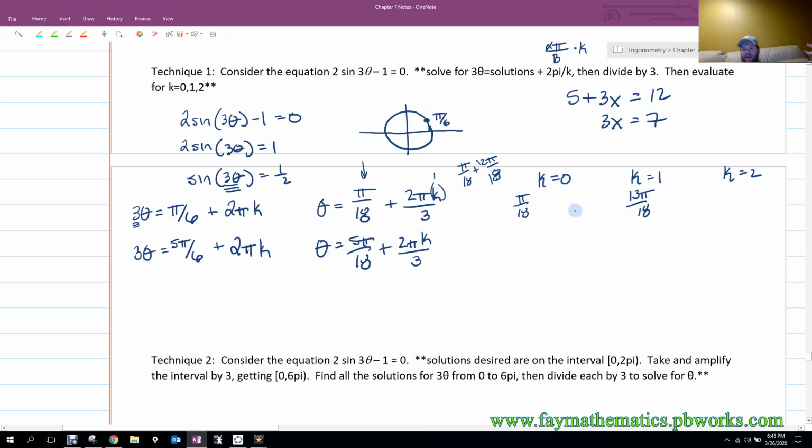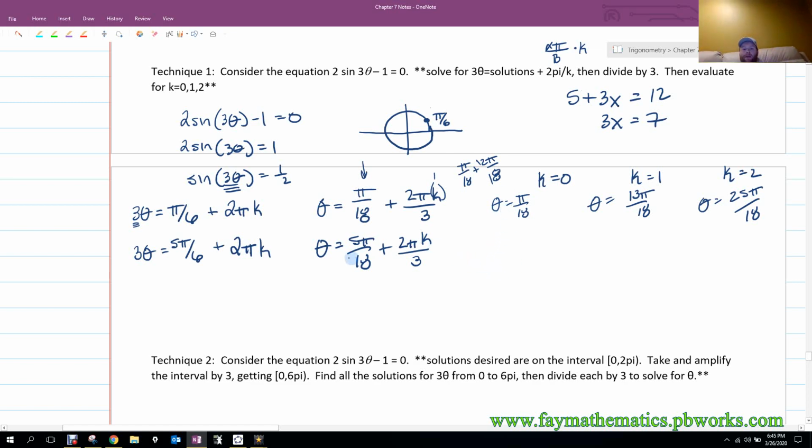Now the next thing is to put k as 2. And you can do that exact same thing I just did. Or you can see, this is basically an arithmetic sequence, so you can see the common difference here as being 12 pi over 18. So if I add 12 pi over 18 to this one, I should get 25 pi over 18. And that's one grouping of solutions. That's what my theta should be in one revolution around the unit circle.